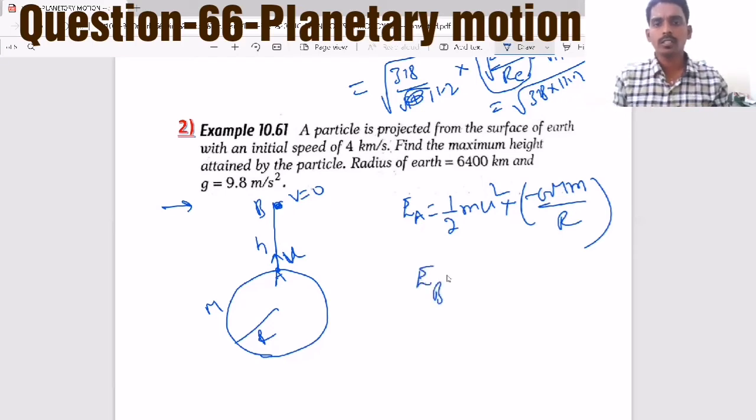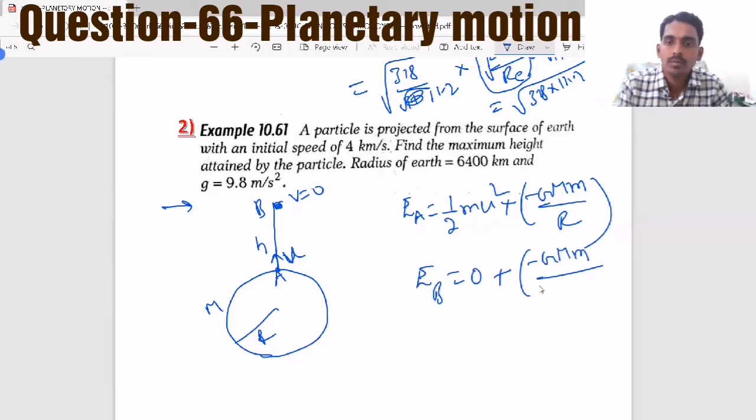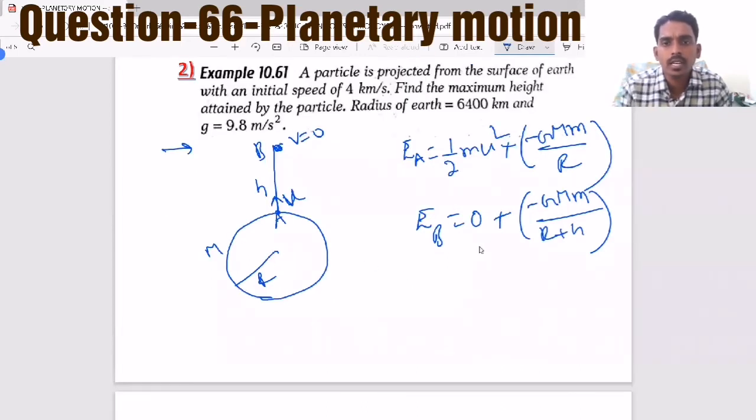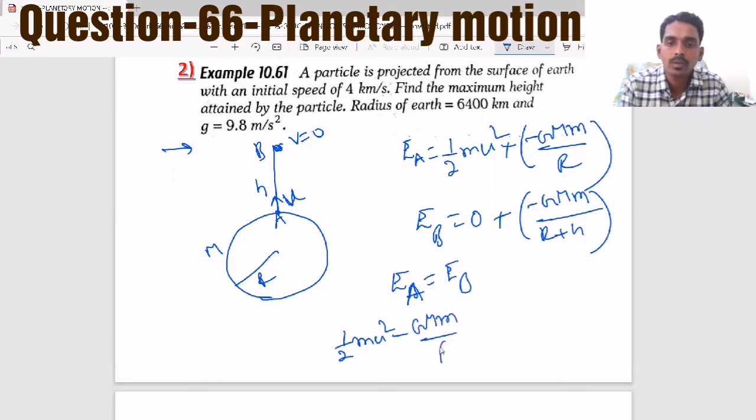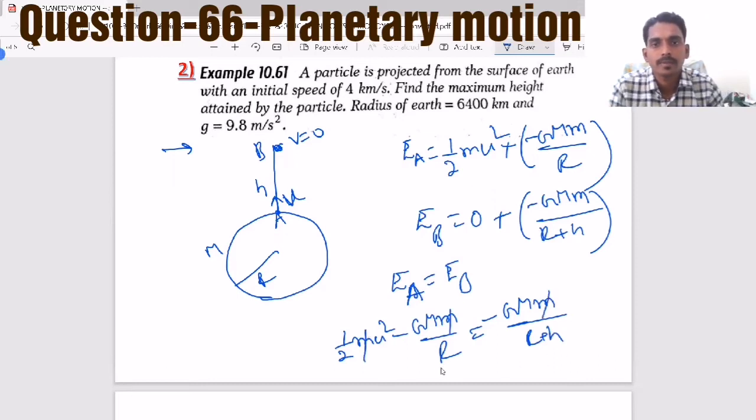Now at point B, the kinetic energy becomes 0, so the only energy is potential energy, minus GMm by R plus h. Now find the maximum height they are asking. The total energy remains the same. So if you equate E_A equal to E_B, then the equation will become half mu squared minus GMm by R equal to minus GMm by R plus h, where m gets cancelled. Then you can substitute the u value they have given in the equation.